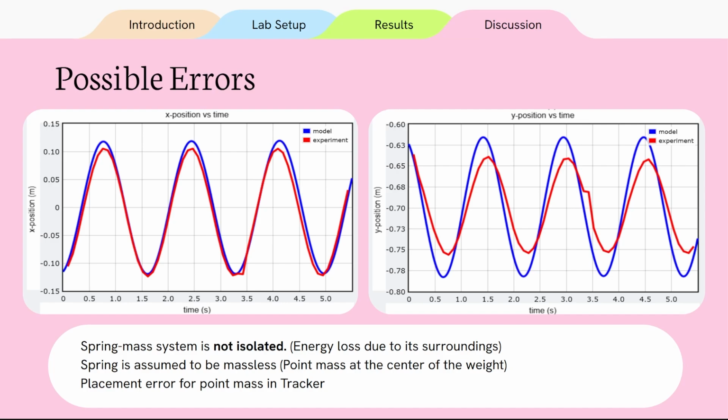The model also assumes that the spring mass is a point mass at the center of the attached weight to the spring. In reality, the spring itself also has a mass. Finally, there is a possible error in the accuracy of placing the point masses in Tracker.